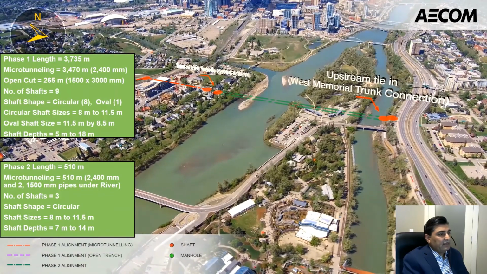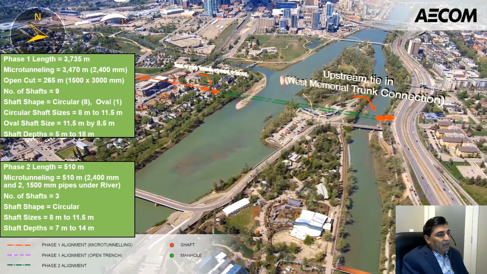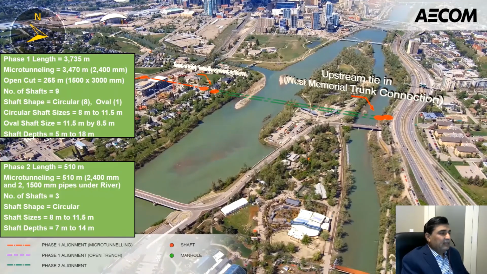So you can see here the phase 1 was connected to inner city trunk and phase 2, which is green line, will be connected to West Memorial trunk connection, which is an existing trunk. West Memorial trunk is 1800 millimeter in diameter. It will be connected to phase 2. So then phase 2 will carry flows from West Memorial trunk. Phase 1 will collect flows from inner city trunk, which is also an existing sewer of 1800 millimeter diameter. And then phase 1 will carry flows from inner city trunk and phase 2, and everything will go into Bonnybrook wastewater treatment plant for treatment and final disposal into Bow River.